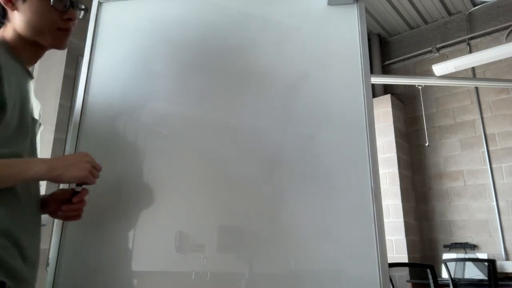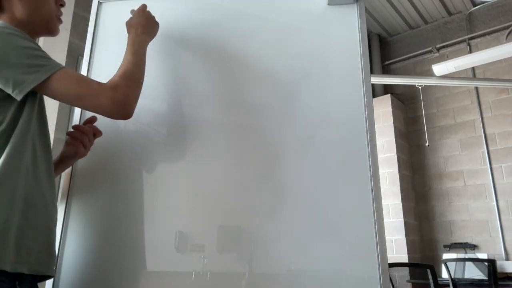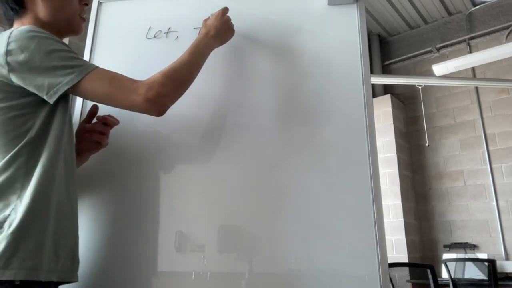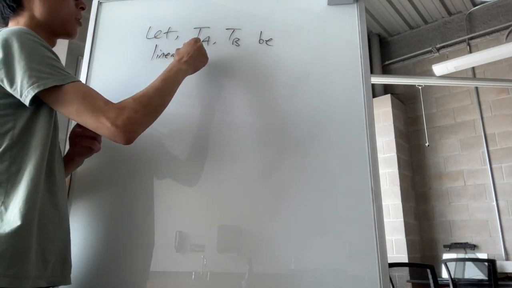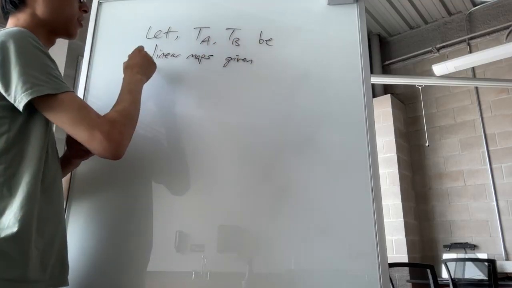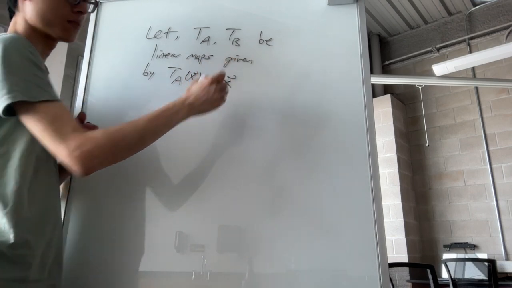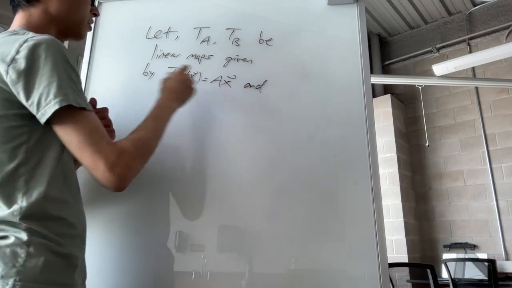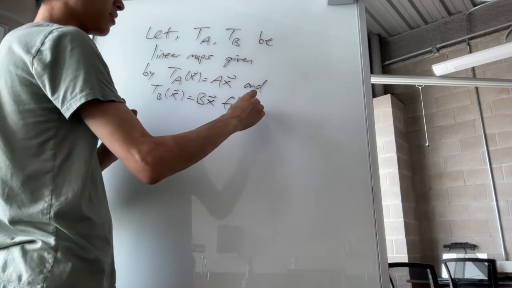So now I want to talk about composition of linear transformations, which is a little bit of a jump ahead, but I think it's good to do it now. Let's say TA and TB be linear maps given by TA of some vector x is Ax. So A is some matrix. And TB of x equals Bx for matrices A and B.